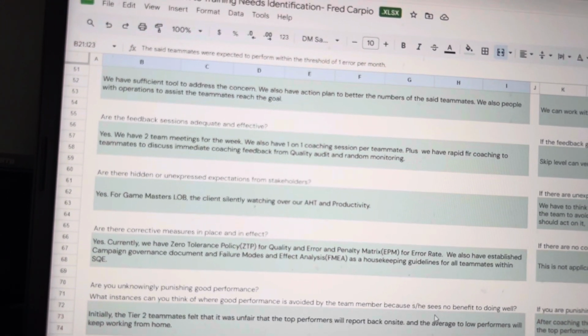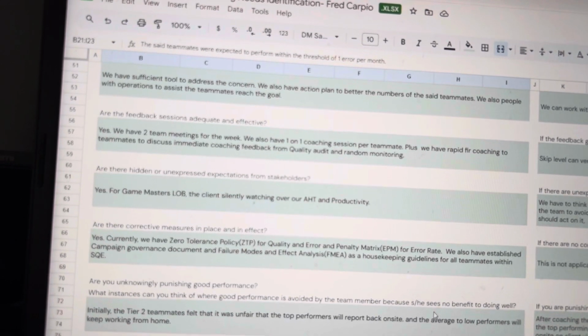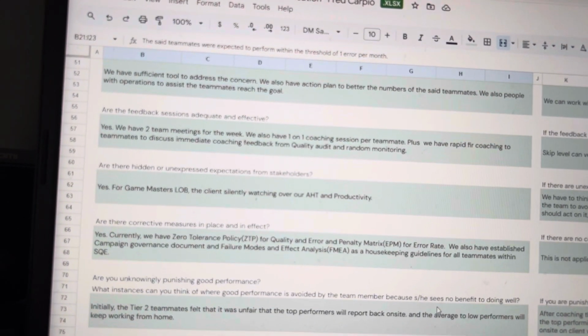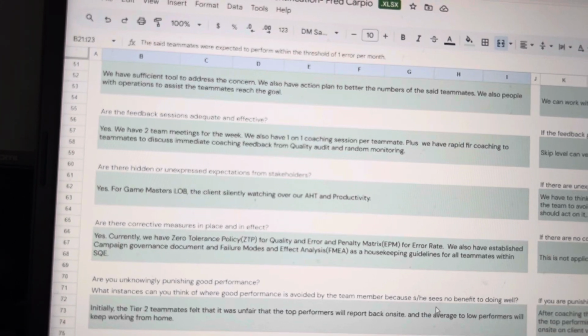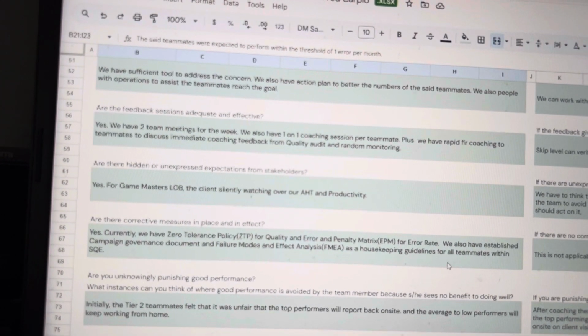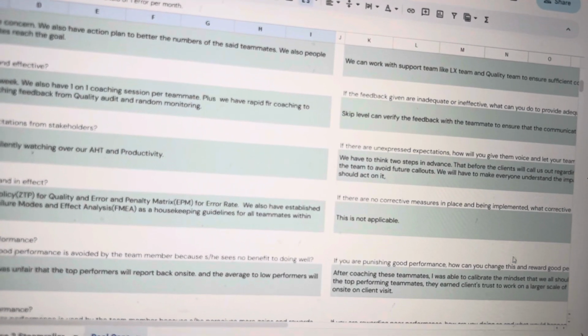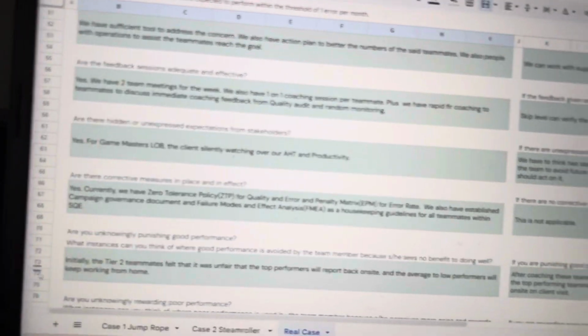Are the corrective measures in place and effective? Yes, currently we have a zero tolerance policy for quality and an error penalty matrix for error rate. We also have an established campaign governance document and failure modes and effects analysis as housekeeping guidelines for the teammates within SQE. Of course, this one is not applicable.